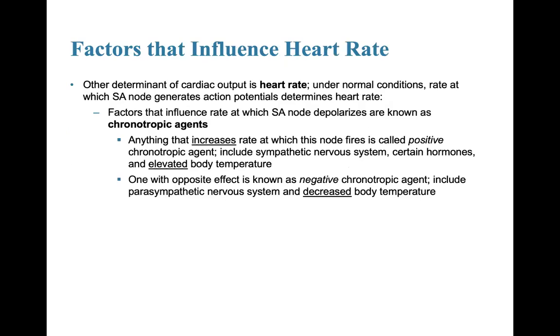Now, factors that can influence the heart rate. The other determinant of cardiac output is heart rate. Under normal conditions, the rate at which the SA node generates action potentials determines the heart rate. Factors that influence the rate at which the SA node depolarizes are known as chronotropic agents. Anything that increases the rate at which the node fires is called a positive chronotropic agent. This includes the sympathetic nervous system, certain hormones, and elevated body temperature. Those with the opposite effect are known as negative chronotropic agents, and this includes the parasympathetic nervous system and decreased body temperature.